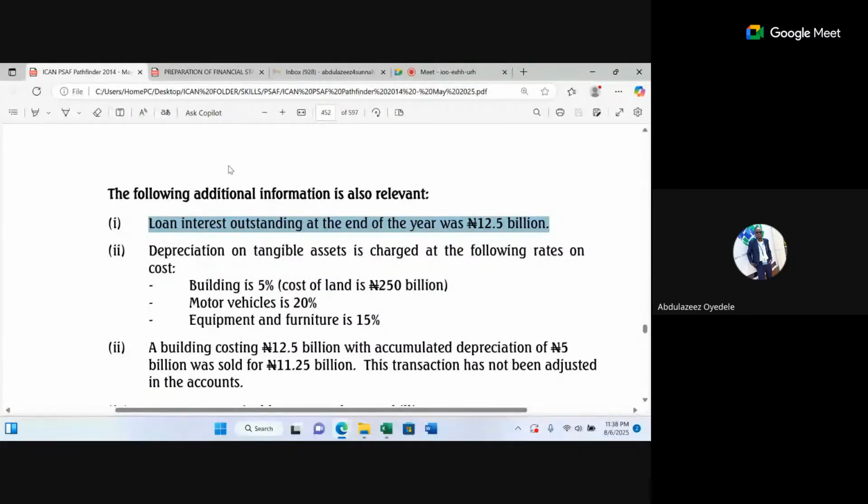No. If you are treating a loan, the interest on that loan, if it is paid in that year, it is no more a liability, in fact. Once you pay that interest in that year, it is an expense. If you pay it within that year, it is an expense, and it will be treated in the statement of financial performance.